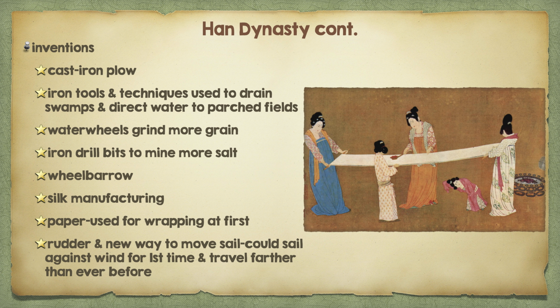And then also one for sailing. So the rudder and a new way to move the sail, the two inventions improve sailing. And so for the very first time, they're able to sail against the wind and travel much farther. So that's going to help with their merchants wanting to go farther to travel all the way to like India, the Red Sea.